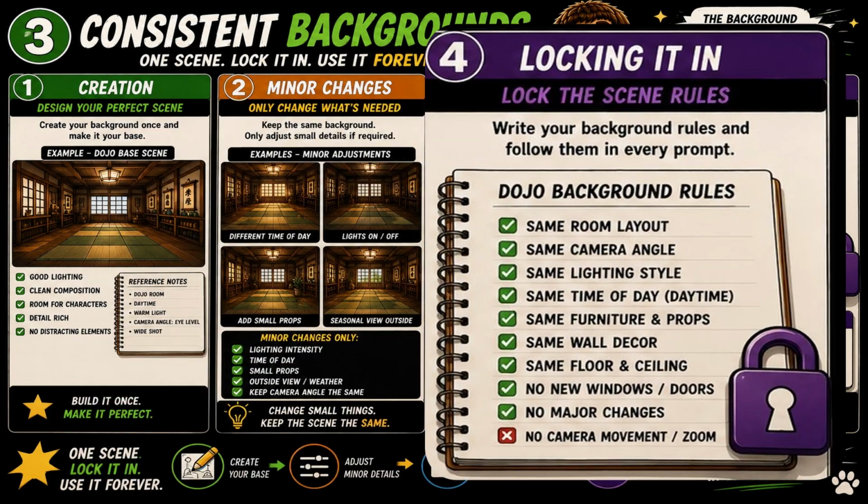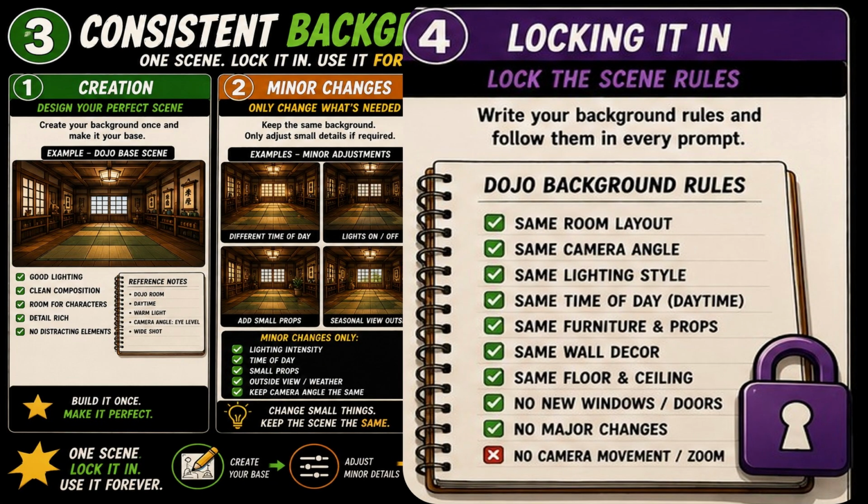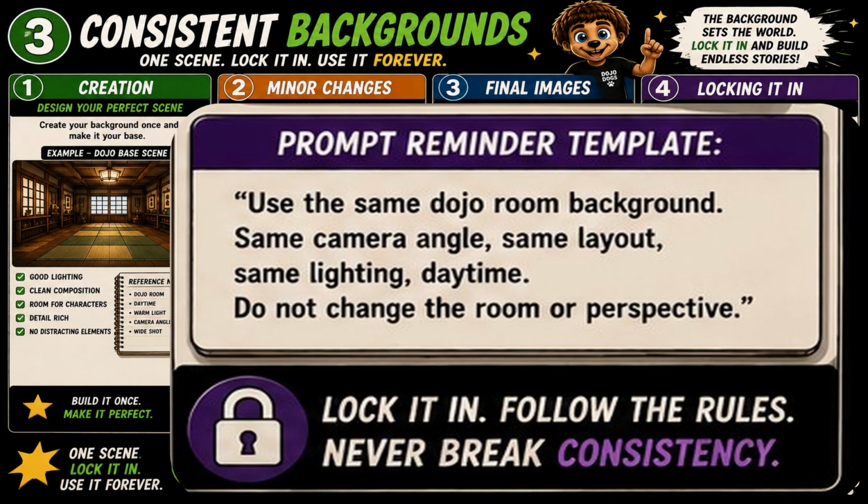Part 4, locking it in. So just like characters and style, we create background rules. We repeat things like same room layout, same camera angle, same lighting style, same furniture, same wall decor, same floor and ceiling. And we remind AI not to change the scene. So our prompts might say, use the same dojo room background, same camera angle, same layout, same lighting, do not redesign the room. The more specific you are, the more stable the results become. So remember, consistency creates immersion, and immersion creates fans.